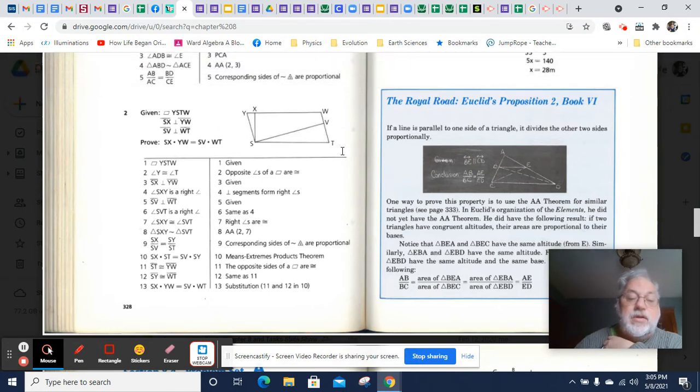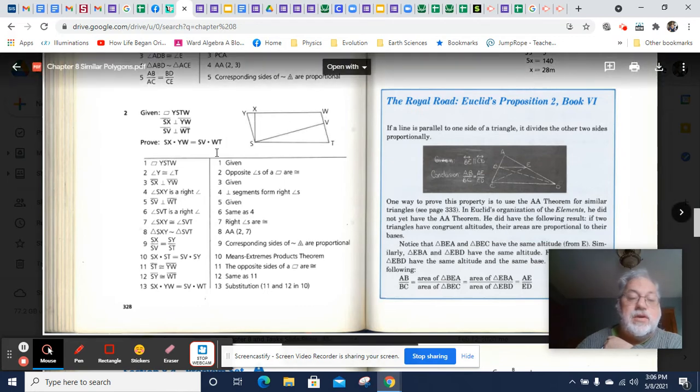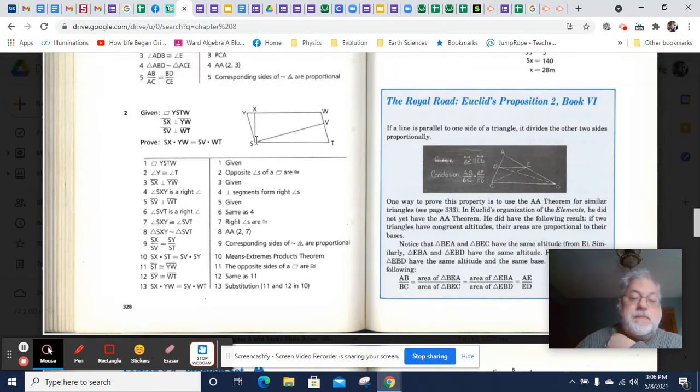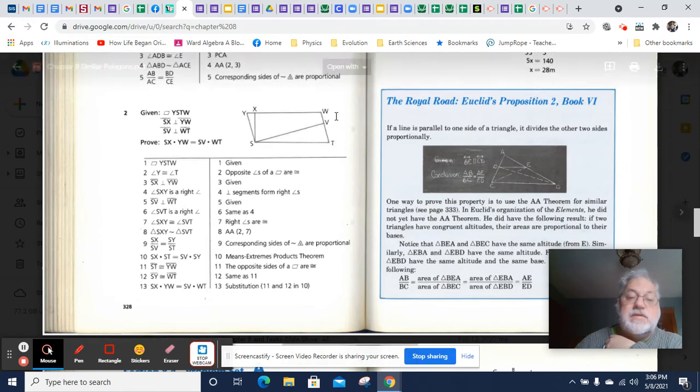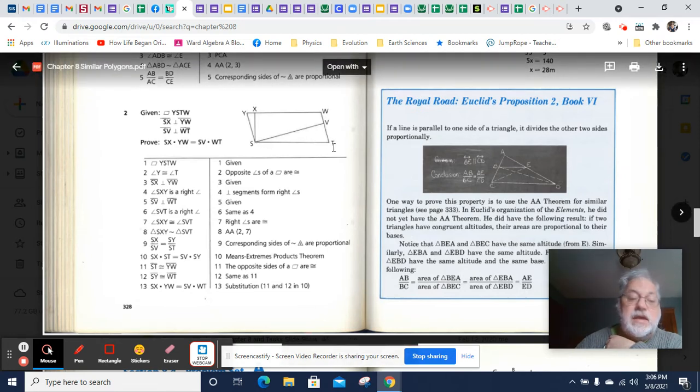And so now we have an angle, and we can prove that SXY and SVT are similar triangles. Then we can take the parts that are here. So SX and SV are parts of those triangles, and we can say that SX is to SV, which happens to be congruent to WT, as SV is to ST.